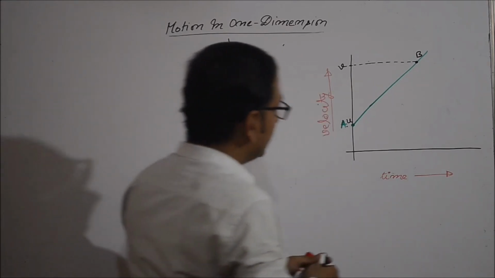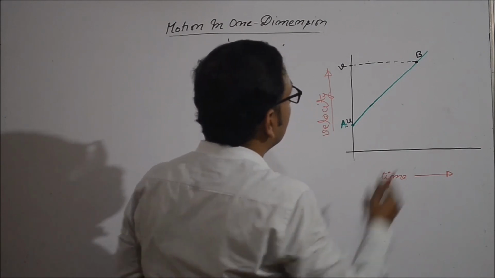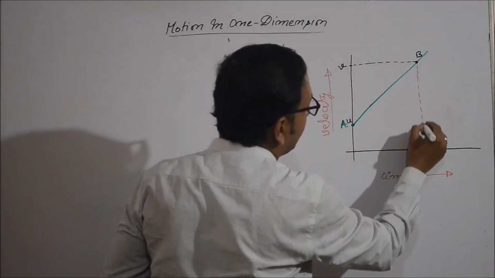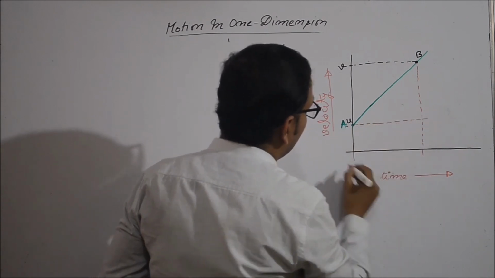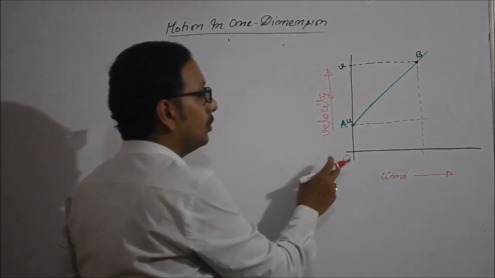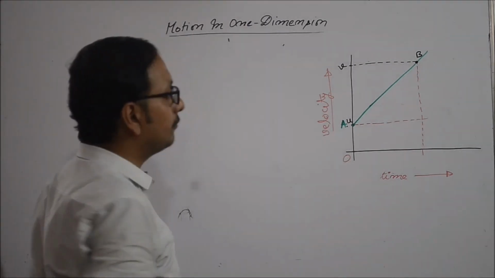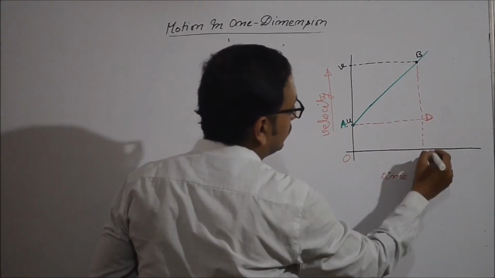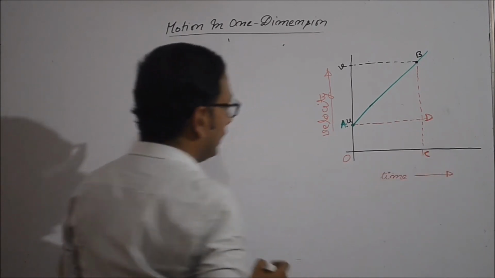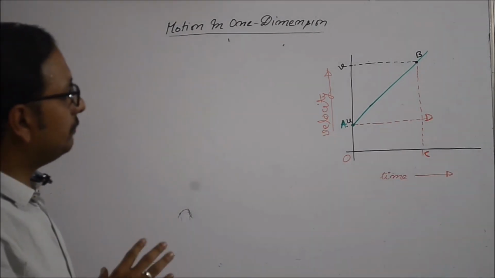Now let us drop some perpendiculars, and let this be the point O, or the origin of the graph. This is your point A, this is B. Let me write this one as D, this one as C, and so we have got a figure, correct?